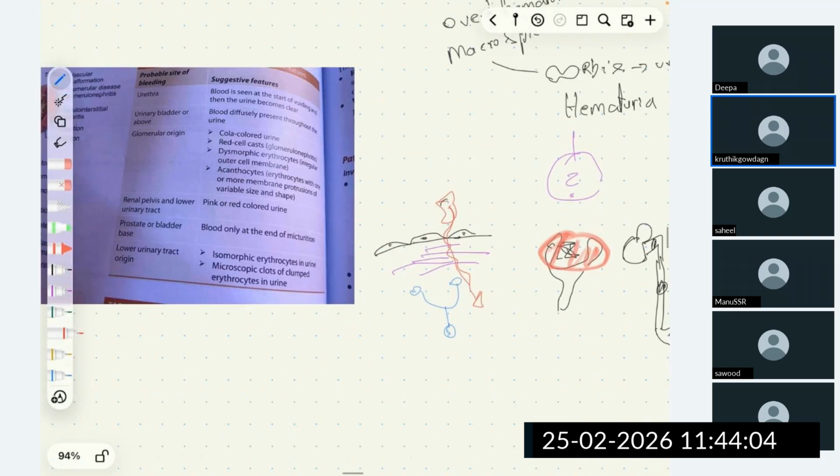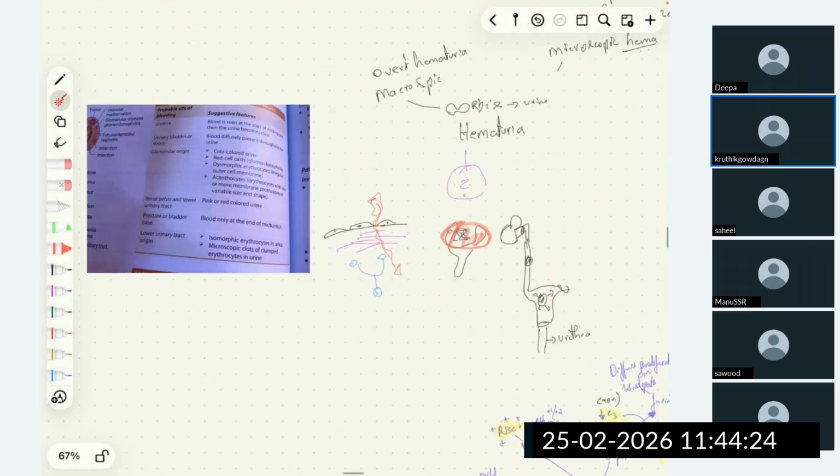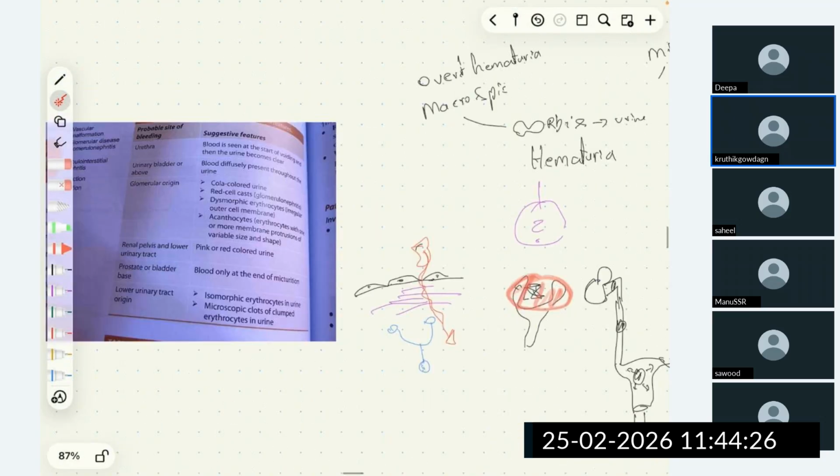In case of lower urinary tract origin, there is no such thing. So there will be isomorphic erythrocytes in urine on urine microscopy. And also microscopic clots of clumped erythrocytes may be present in urine if the lower urinary tract is involved. So if it is glomerular origin, we see cola colored urine. We already saw cola colored urine in PSGN. There may be red cell casts. We all know that. Dysmorphic erythrocytes, I mentioned here while explaining this.